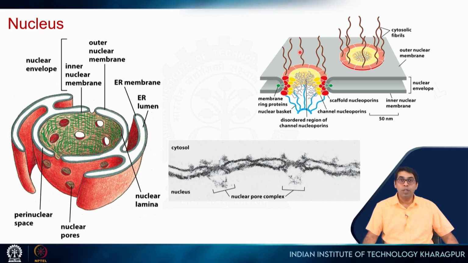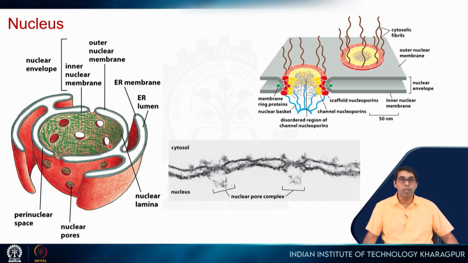So, there are certain proteins which can pass through this only if they have a signaling sequence. That signaling sequence will determine whether a protein will remain inside the nucleus or whether it will be transported out, or if something is outside, whether it will be transported in.